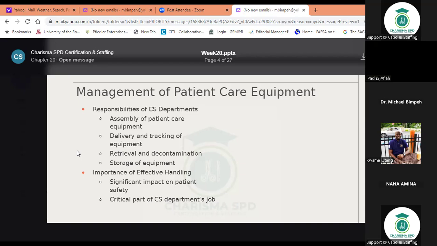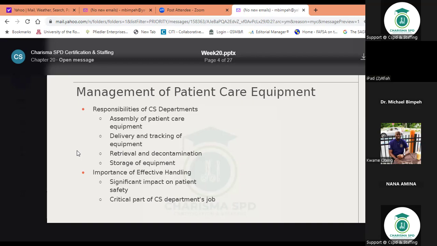Importance of effective handling: significant impact on the patient. The way you handle them, trying to avoid recontamination, is very, very key. If you guys remember the principles of asepsis, the 5 principles of asepsis: know what is dirty, know what is clean.